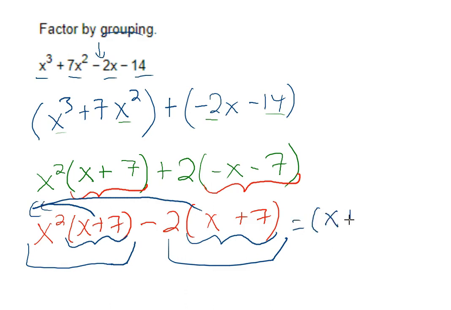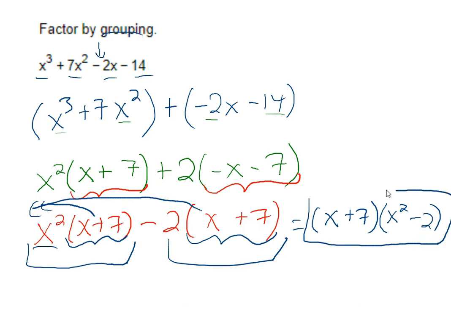So I'm going to write the greatest common factor one time in front, x plus 7. And then in a new set of parentheses, I write what's left over when I take that away. So when I take away the x plus 7, I'll have an x squared left over in the first term. And when I take away this x plus 7, I'll have a minus 2 left over for the second term. And now this is factored. Okay, because now we have two things being multiplied together.